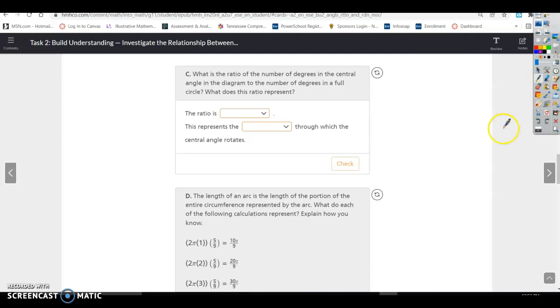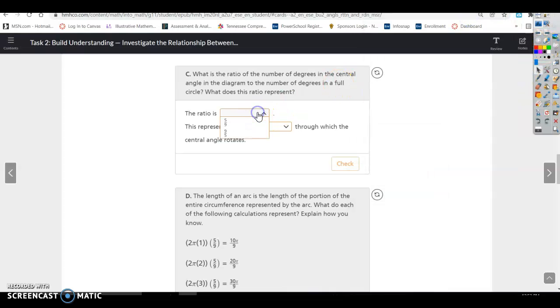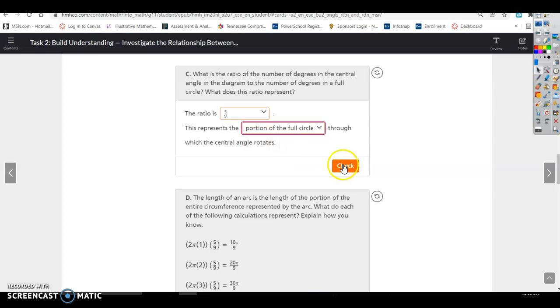So if we have, let's just use our calculator here. If we have 200 degrees and we divide that by 360, and then we change that to a fraction, that will give us our ratio, 5/9. So 200 degrees is 5/9 of an entire circle. This represents the portion of the full circle through which the central angle rotates.